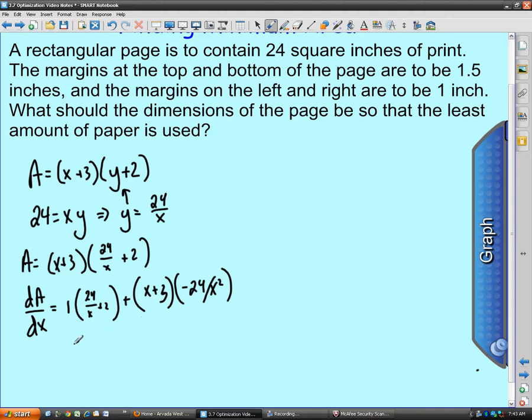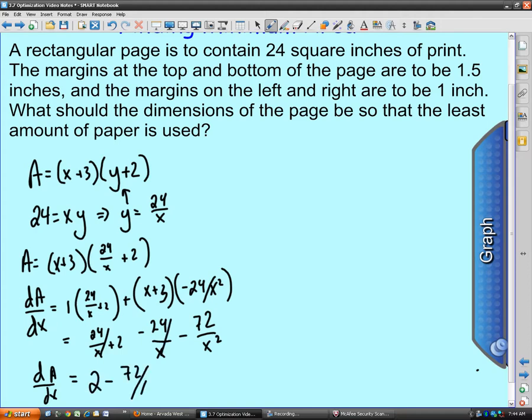24 over x plus 2 plus, and then this guy becomes, well, we got to distribute, negative 24 over x minus 72 over x squared. And then you can see these guys, my 24x's will cancel out, and so I'm left with 2. So my dA/dx, these guys cancel out, and so I'm left with 2 minus 72 over x squared. And so that's my area function.